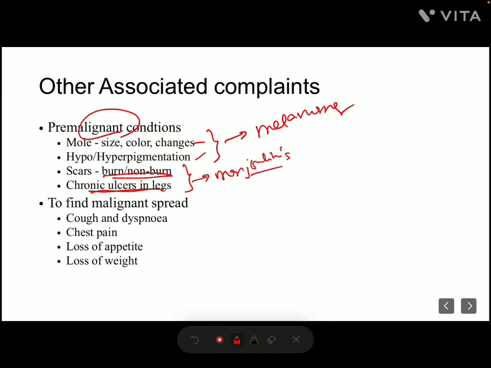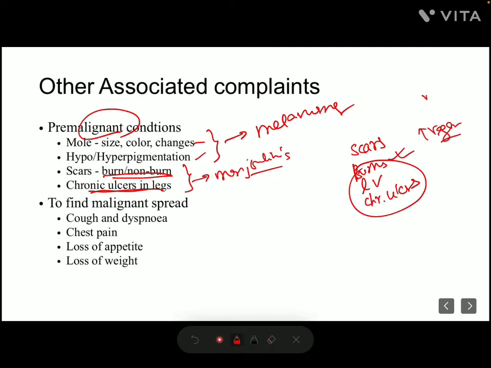Marjolin's ulcer is an ulcer that arises at regions of scars, usually burn scars, or it can even arise from lupus vulgaris, or from chronic ulcers due to venous insufficiency. In all these places, because of continuous trauma, you're going to have a lot of regeneration, and there is bound to be a lot of mutations. That can eventually lead to tumorigenesis, and that can lead to Marjolin's ulcer, which is a malignant ulcer.